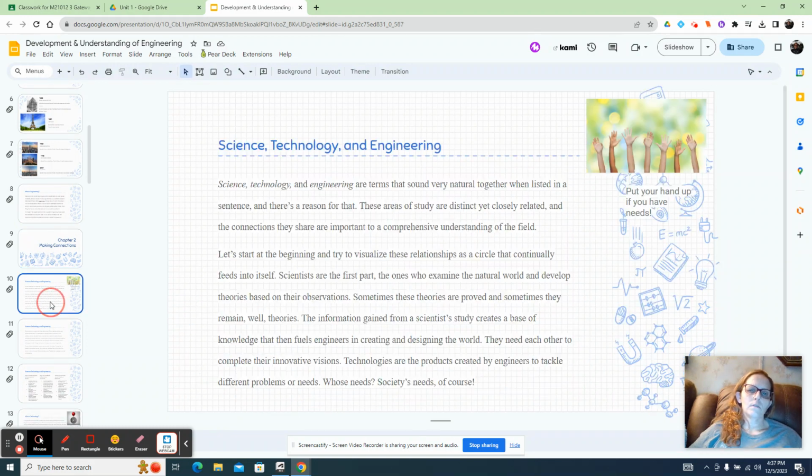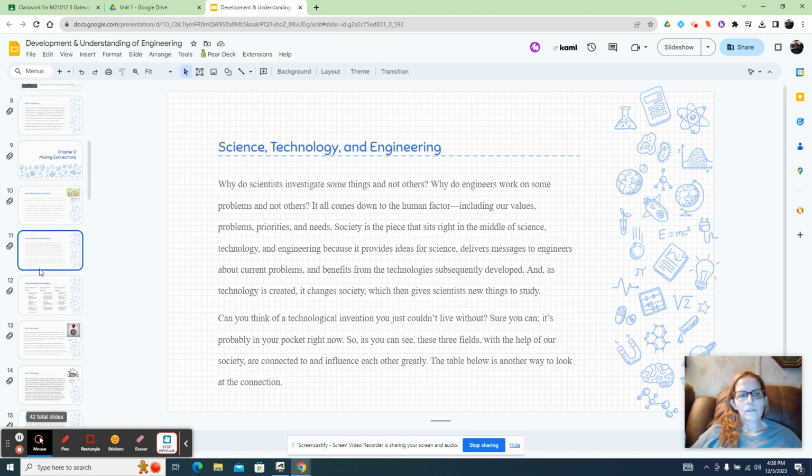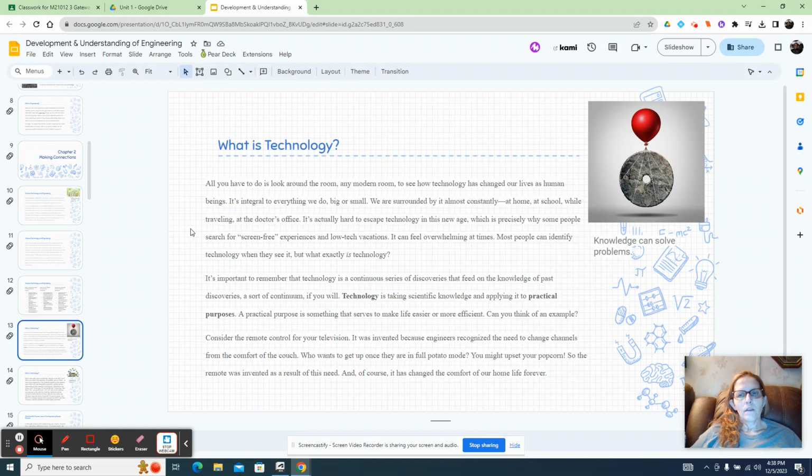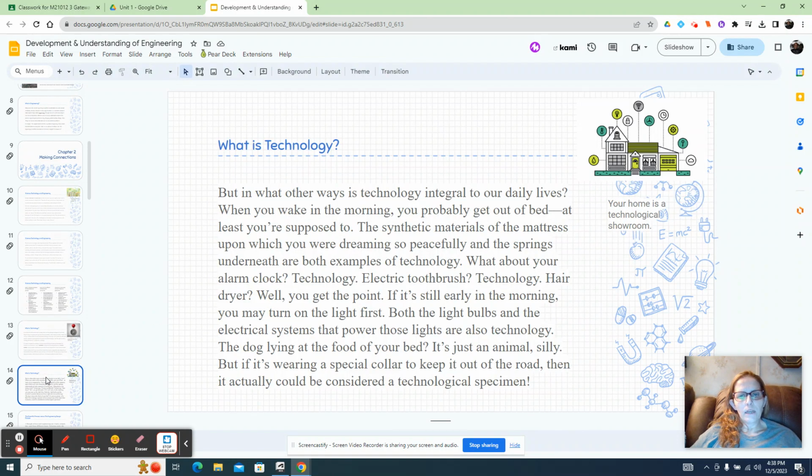This talks about science, technology, and engineering. What are they? And how do they make connections with buildings? This goes more into what is science, engineering, and technology, and then more of what is technology. So you're just kind of reading that.